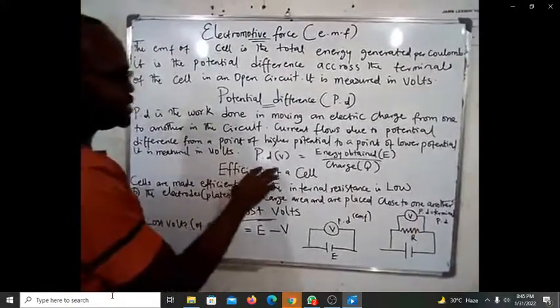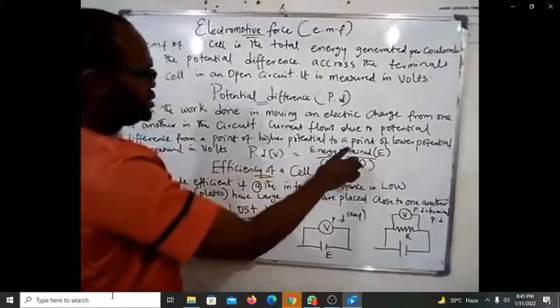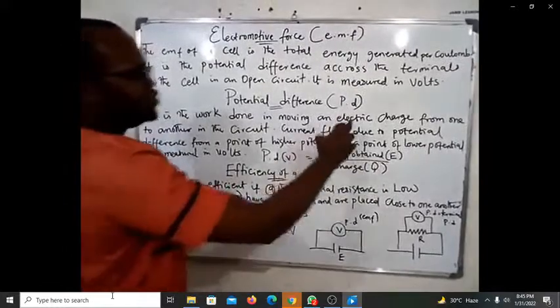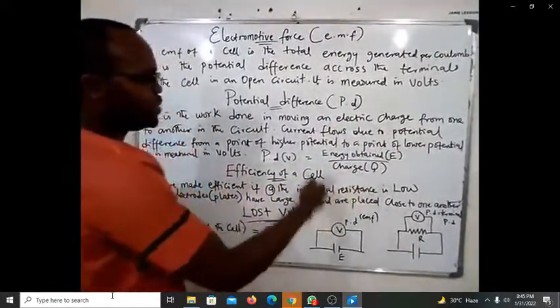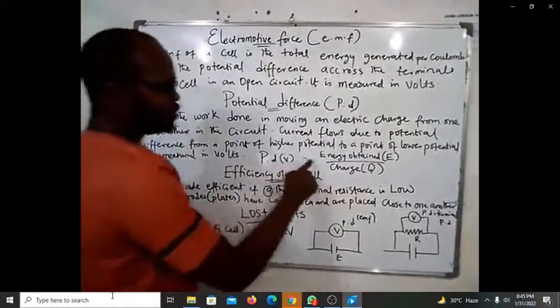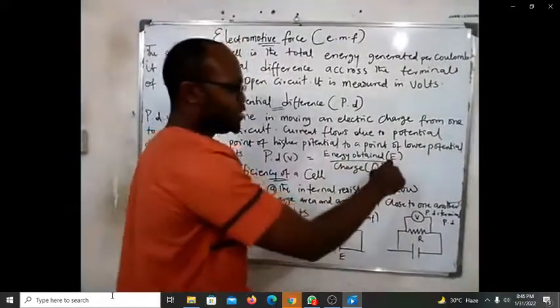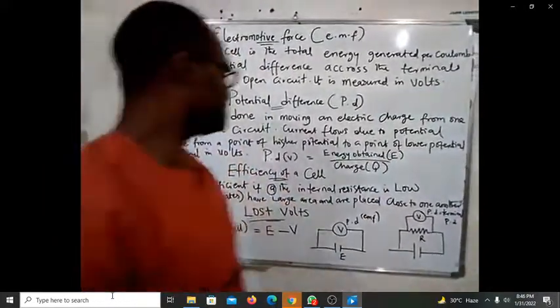And it is the energy or the work done in moving an electrical charge. So mathematically it can be represented as PD equal to energy obtained over charge.